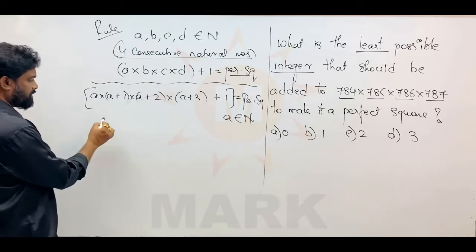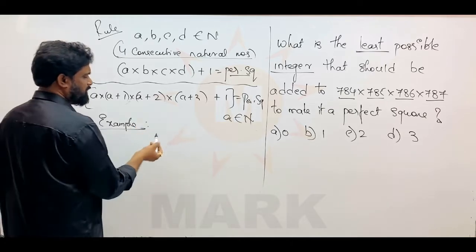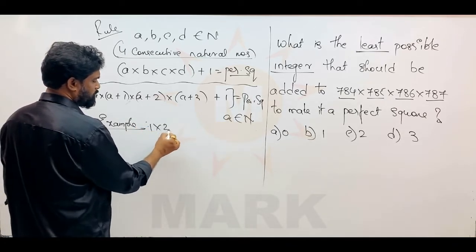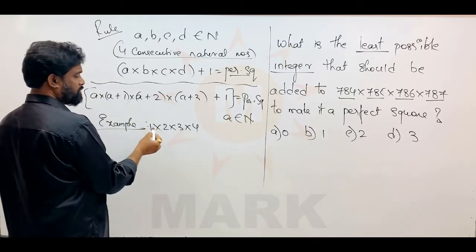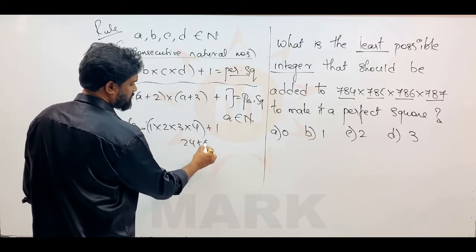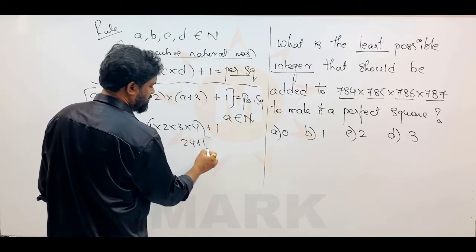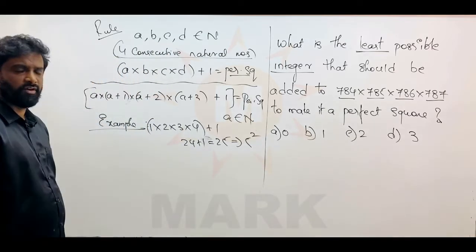You can check if you want. Both are same. Suppose with the numbers we will check. 1 into 2 into 3 into 4 is 24. 24 plus 1 is equal to 25. 25 is nothing but 5 square. That is a perfect square.